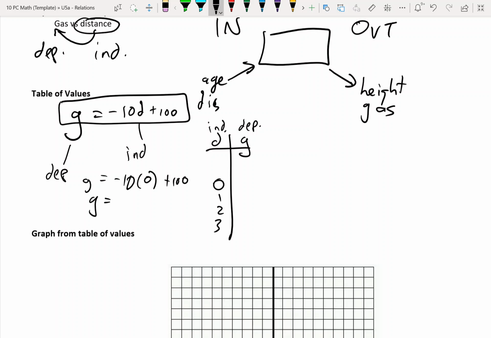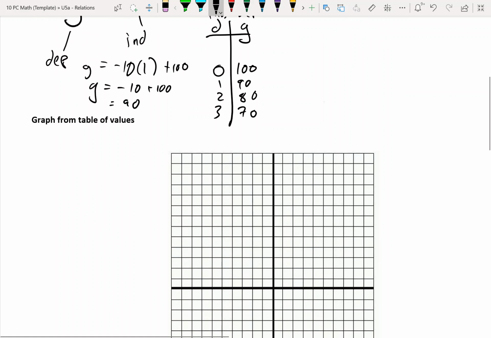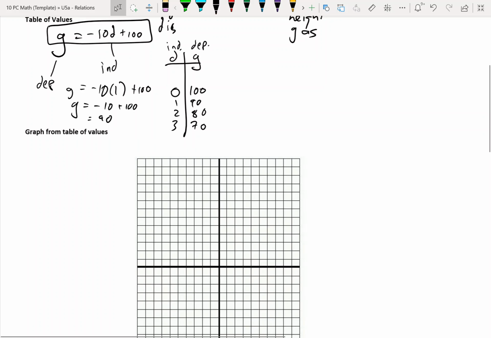So when I do that math, it gives me 100. So the first G is 100. When I sub in 1 instead, I'll put the 1 here. That's going to give me negative 10 plus 100, which is 90. And if you continue the pattern, you'll see 80, 70, etc. Okay? So now, using your table of values, you're actually able to form a graph.